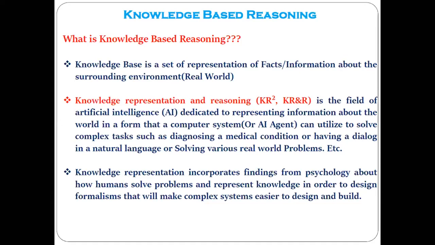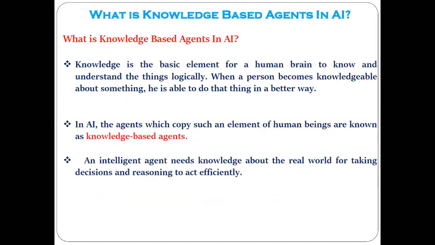Whatever things are being done by human beings in the real world, we are expecting such things to get done by the agent, the AI agent or the robot. And in order to do that, representing the information about real world things in a certain format is very important. That is nothing but knowledge representation and reasoning.